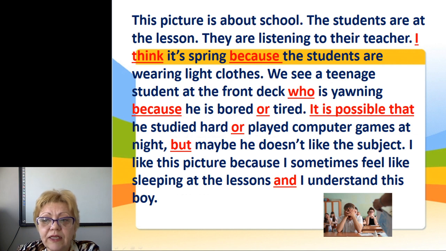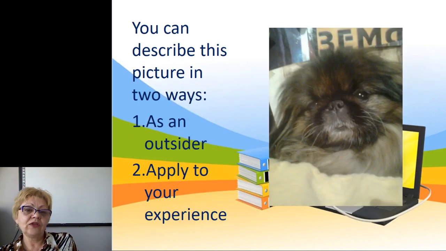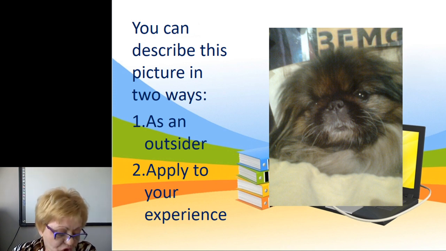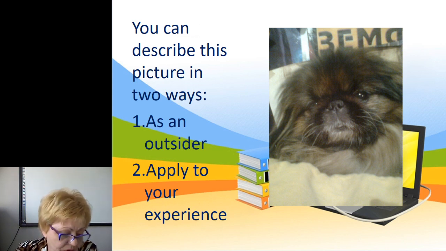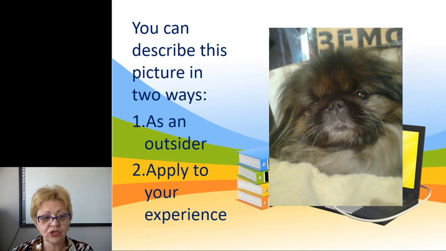Okay, now let's take the next picture. So you can describe this picture in two ways: as an outsider or apply to your own appearance. An outsider means a stranger, you don't know this dog, it's just a picture for you. And apply to your appearance means you can describe this picture as if you are the owner of this pet, as if this pet is yours.